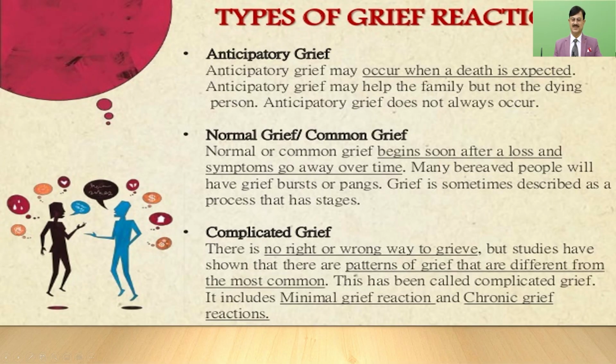Types of grief reactions may be anticipatory grief, which may occur when a death is expected. Anticipatory grief may help the family, but not the dying person. Anticipatory grief does not always occur. Normal grief or common grief begins soon after a loss and symptoms go away over time. Many bereaved people will have grief bursts or pangs. Grief is sometimes described as a process that has stages.